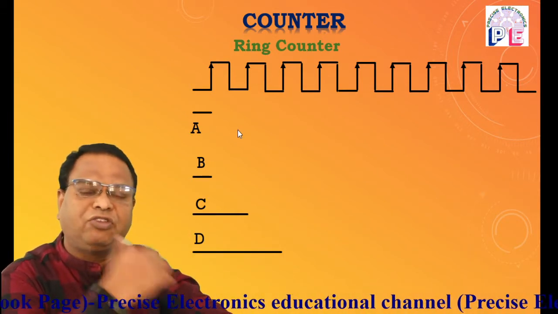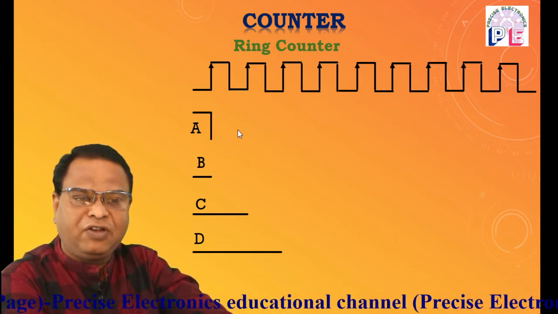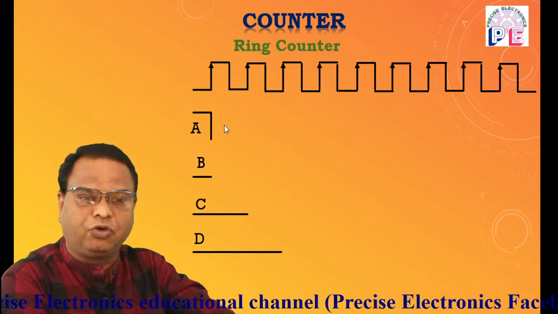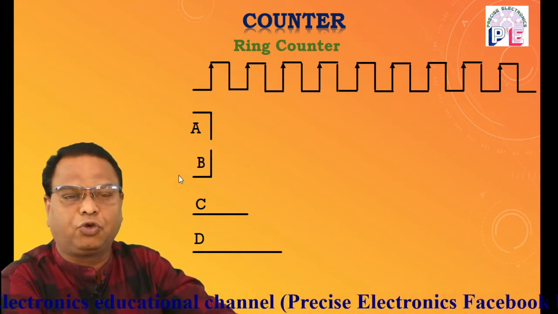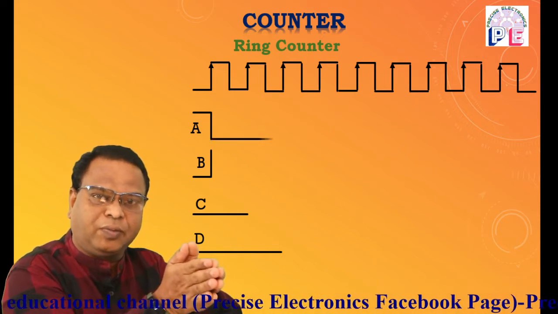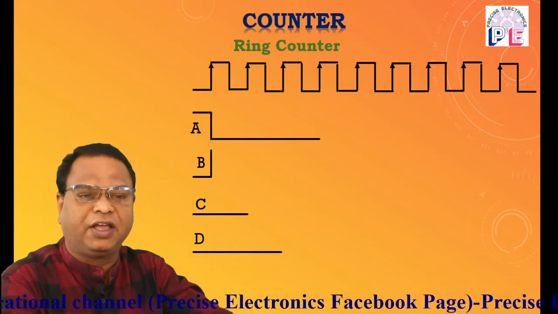Now at the positive edge of the input clock pulse, the A flip-flop changes its state from 1 to 0, while B changes its state from 0 to 1. Because the bit stored in the first flip-flop now gets shifted to the second flip-flop, that is B. So the output of B becomes high.